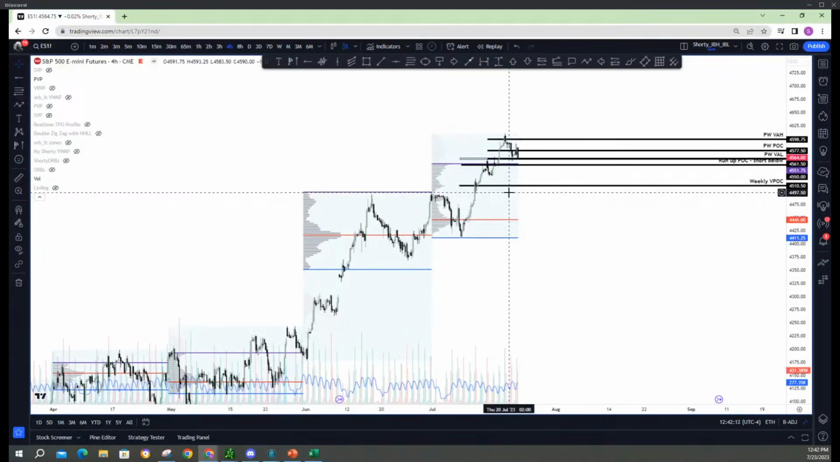Does it make sense a little bit? You guys see how values are created and where I'm expecting buying or selling?